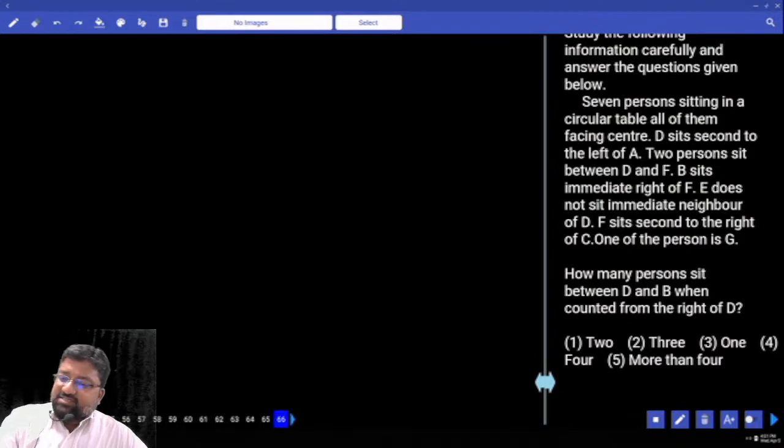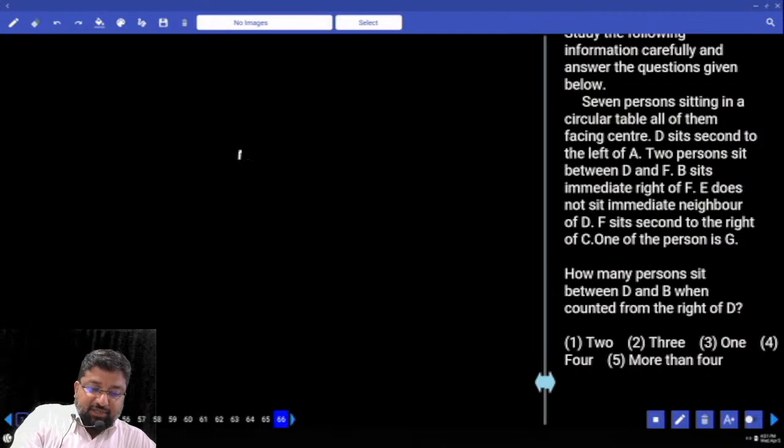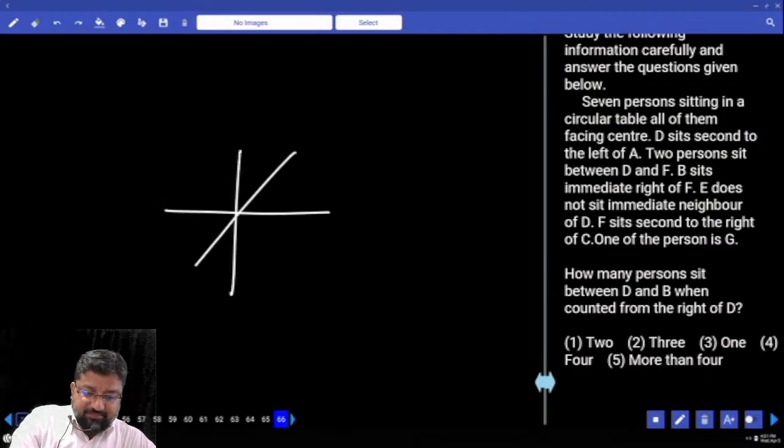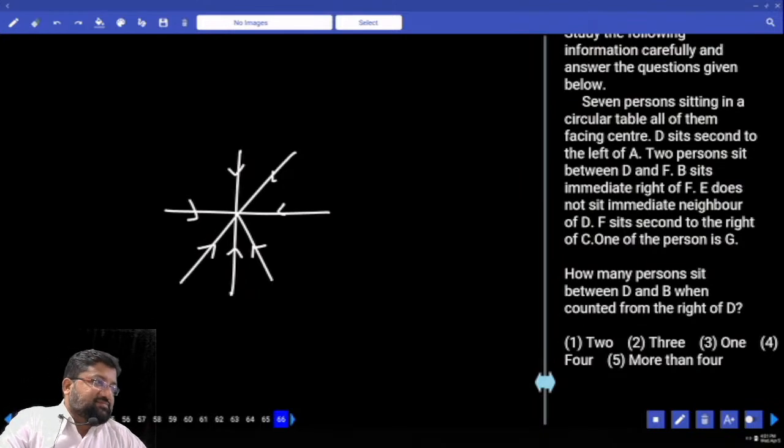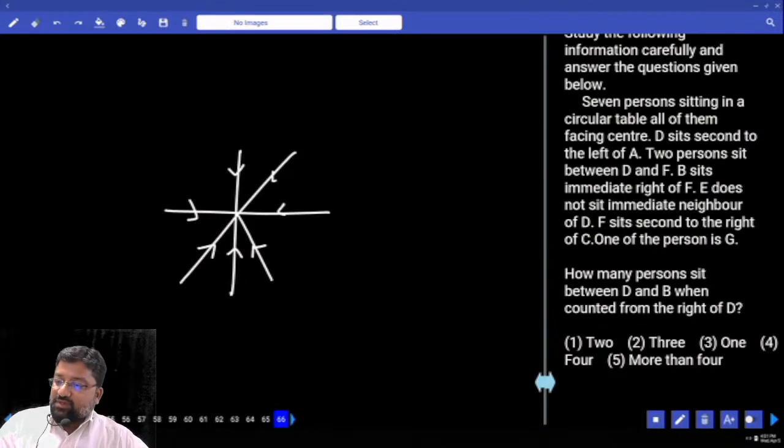This is on 7 persons sitting in a circular table. All of them are facing center. So I told you, when there are an odd number of people sitting around the circular table, you will not have any clue about somebody being opposite to someone, because when there are an odd number of people sitting around a circular table, equidistant to each other, opposite positions do not exist.